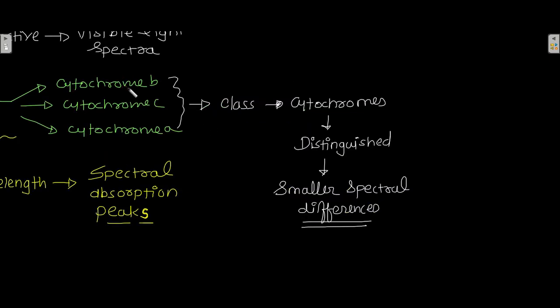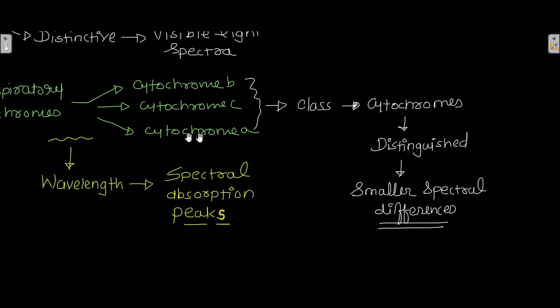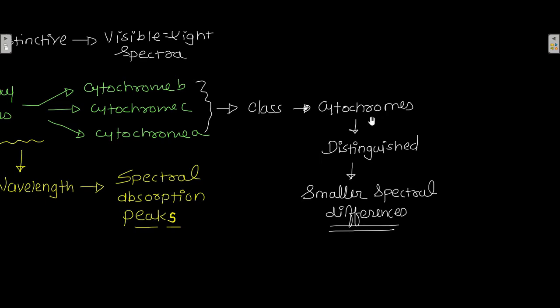Now within each class of the cytochrome, the cytochromes are then distinguished by smaller spectral differences. Okay, these are the major classification. Now in each class there are certain cytochromes. That cytochromes are also distinguished, and they are distinguished on the basis of smaller spectral differences.